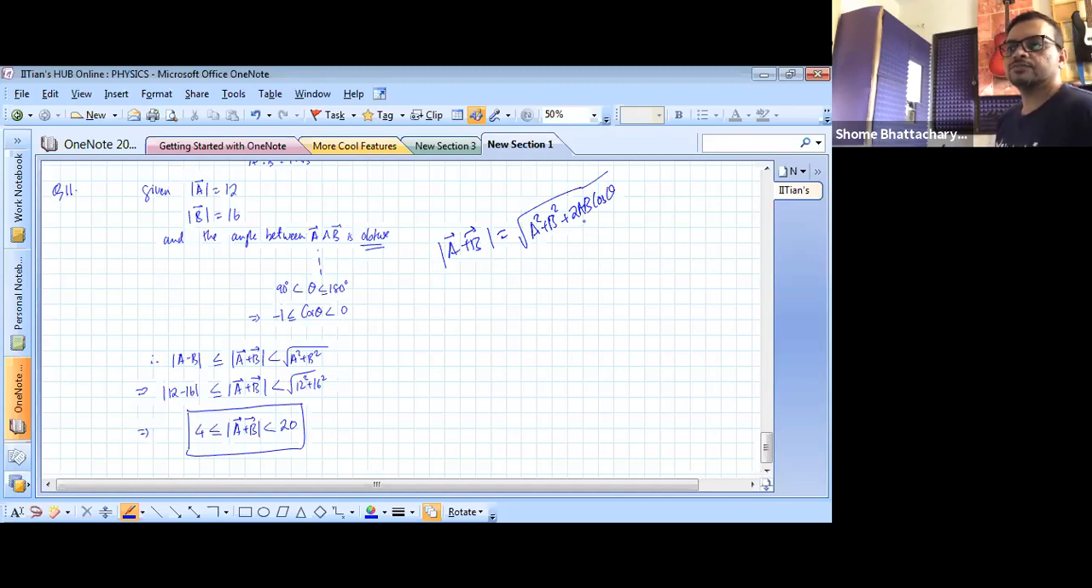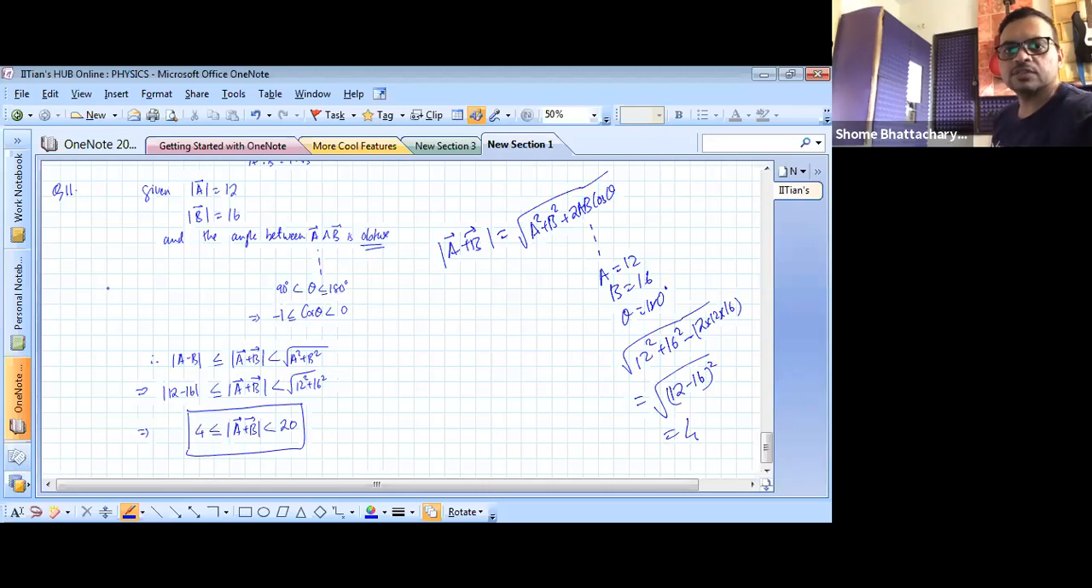See, if you substitute in this, you substitute A as 12, B as 16, and theta is 180 degrees. What will you get? You will get square root of 12 square plus 16 square minus 2 into 12 into 16. So that is square root of 12 minus 16 whole square. So that is 4. The magnitude of a vector cannot be negative. That's the point. It always comes without sign.